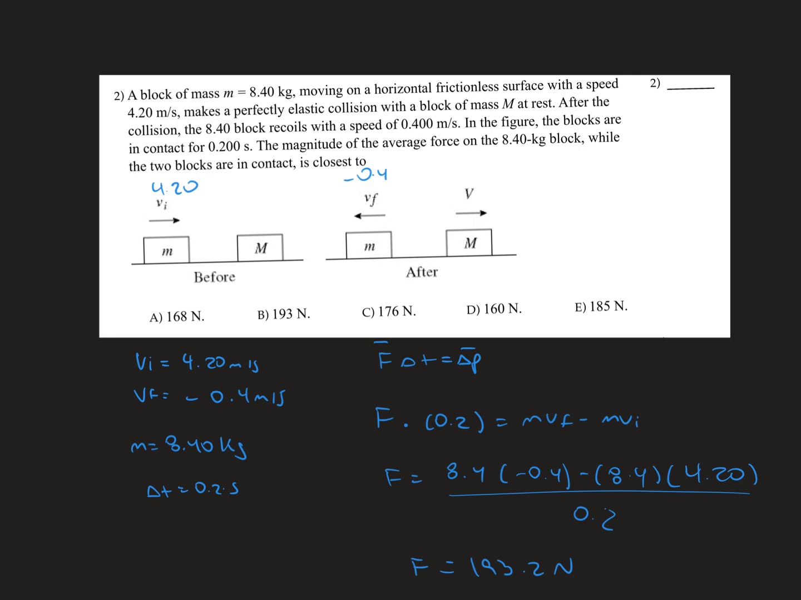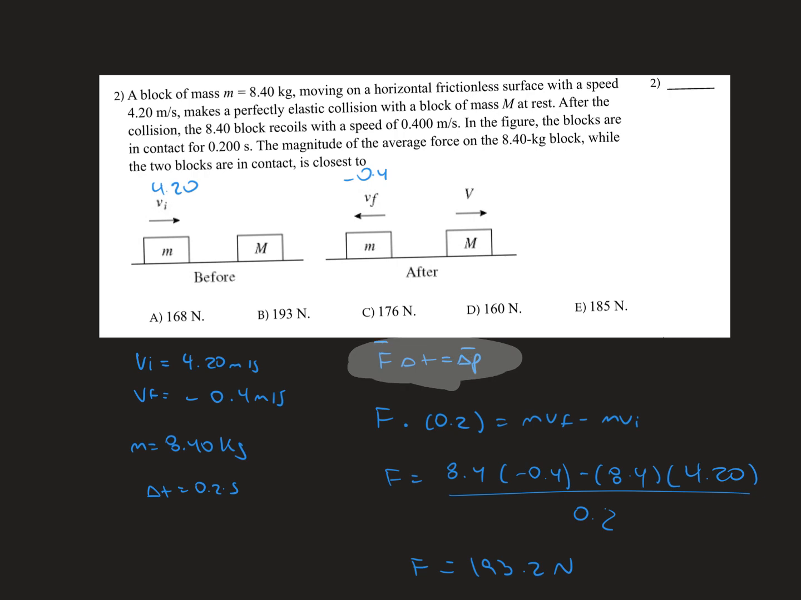Next, the blocks are in contact for 0.200 seconds, so that means the change in time is going to be 0.2 seconds. Now they're asking us the magnitude of the average force on this block while the two blocks are in contact. The equation that we're going to use is the following.